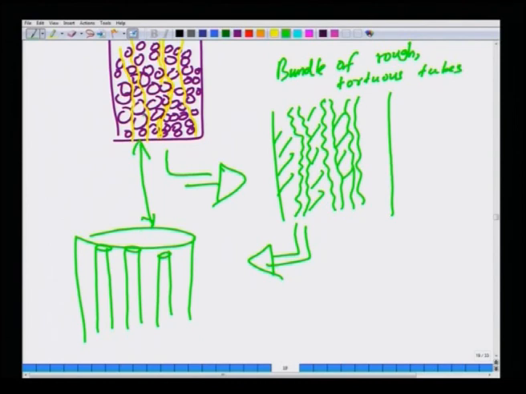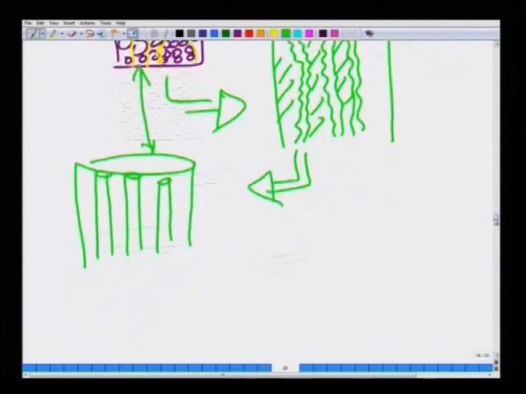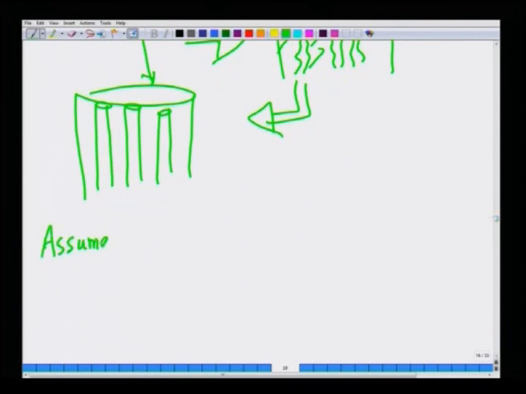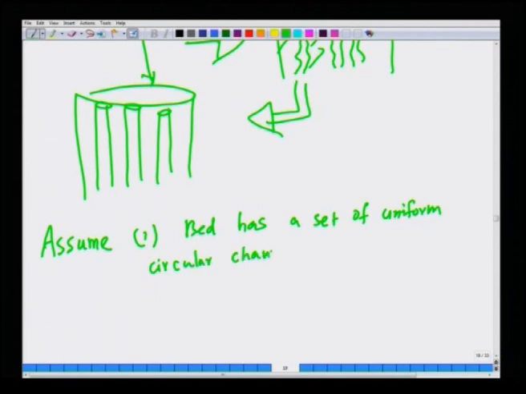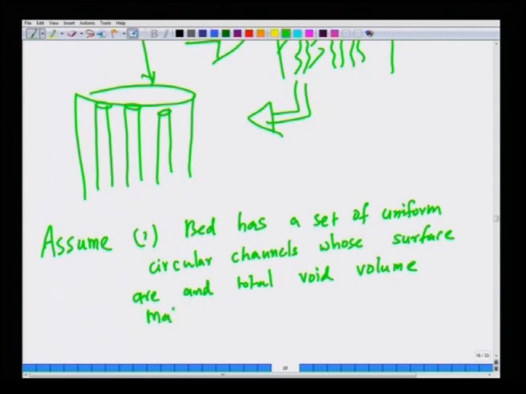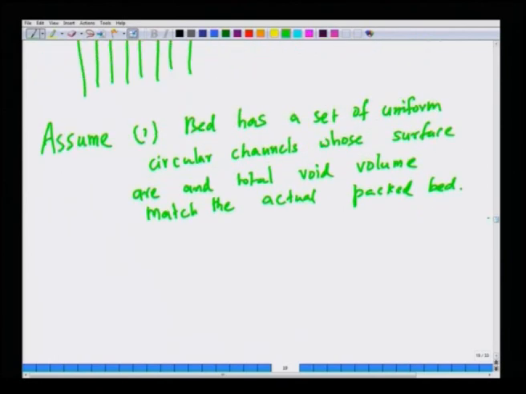But we are going to make the connection between the model and reality by saying the following: assume that the bed has a set of uniform circular channels whose surface area and total void volume match the actual packed bed. So, this is the only connection we are going to make with the real packed bed.